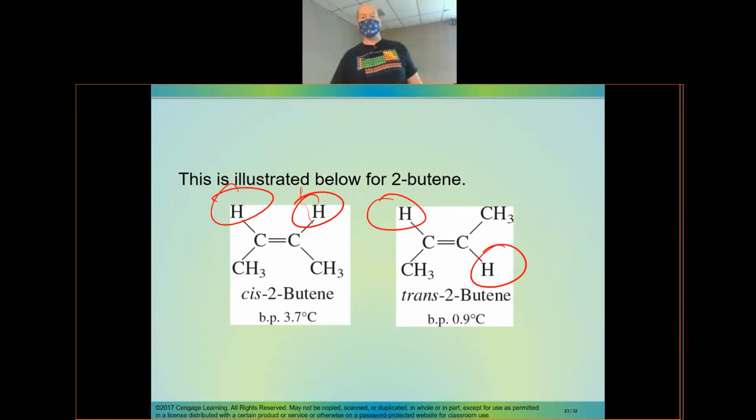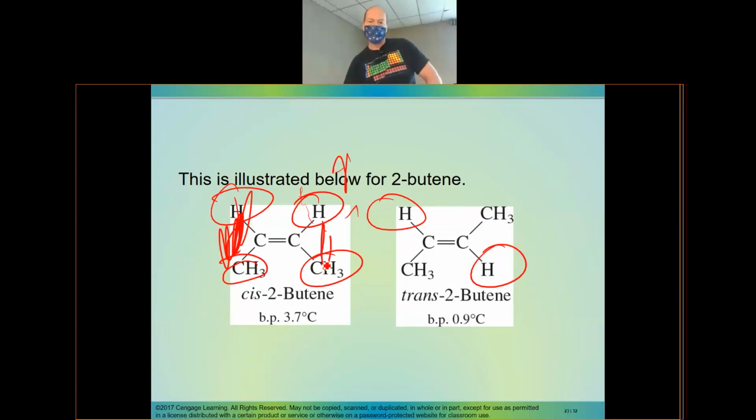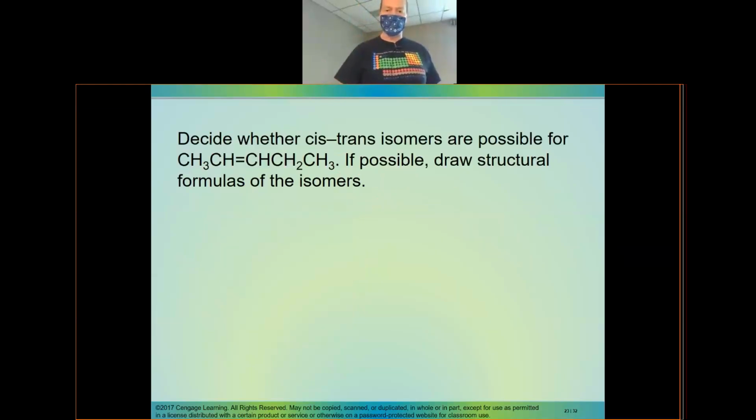In order to have geometric isomers, you have to have different groups on the left and different groups on the right. So here is the left side of the double bond. Those two have to be different. Here's the right side. These two have to be different. If you had two H's on one side, you cannot get cis and trans. If you had two methyls on one side, you cannot get cis and trans. If you had two of anything the same thing on one side, you do not get geometric isomers.